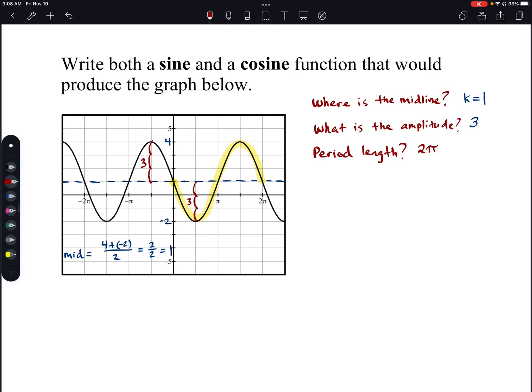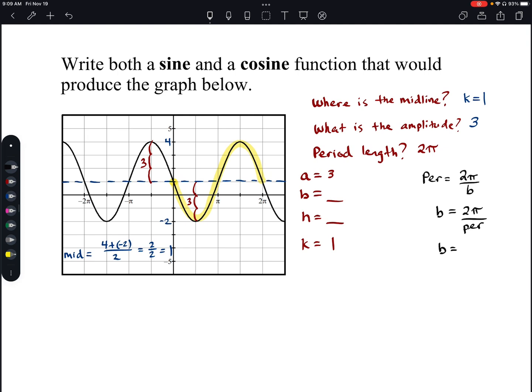Okay, so how's this going to help us? Well, again, we're going to try to come up with our information. We know that A is 3. We don't know the B value yet, but we're going to find that. And then we're talking about H, and we'll talk about K. K we already know is going to be 1. So we need to look at how to find B, and then we'll talk about our H. So thinking about our formula again, where period equals 2 pi divided by B, we know B is going to equal 2 pi divided by the period length.